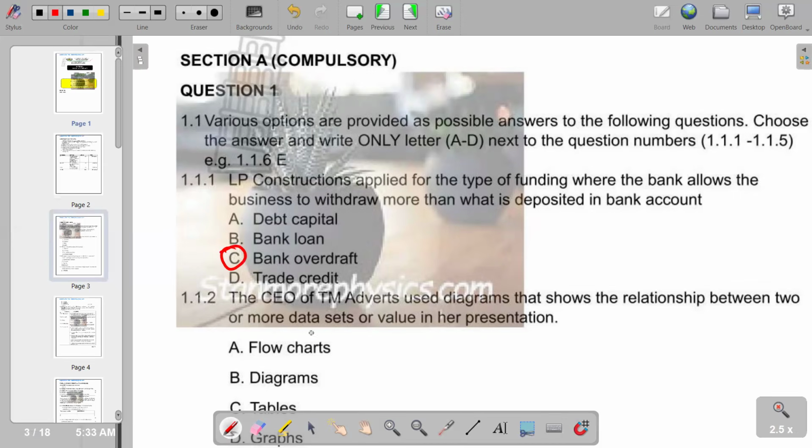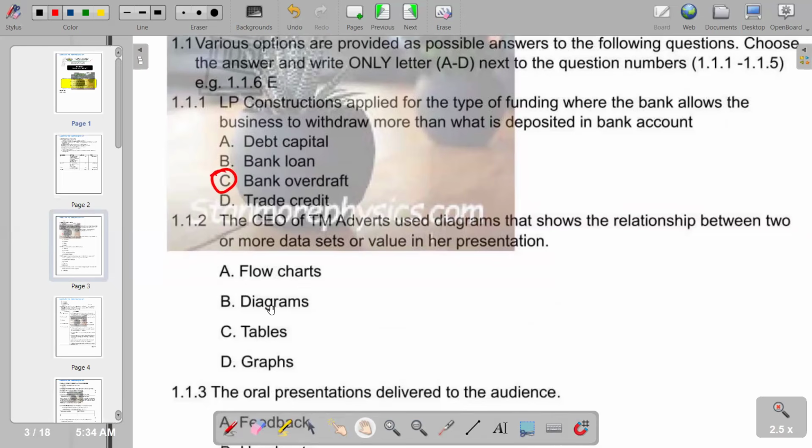So on 1.1.2, the CEO of TM Advance used diagrams that show the relationship between 2 or more data sets or values in a presentation. According to what we're given: flowcharts, diagrams, tables, graphs. The one that shows the relationship clearly is D, which is the graph. The graph is the one that shows the relationship between two data sets. So we have graphs.